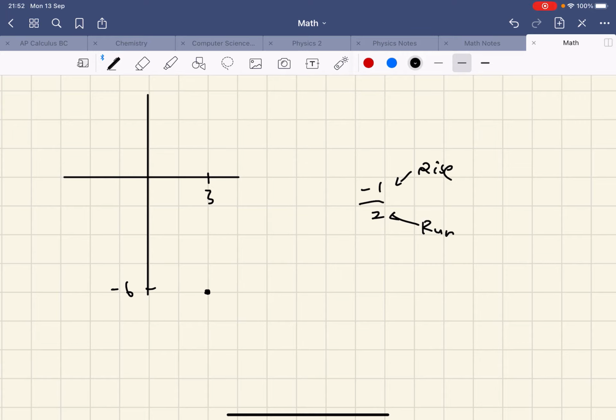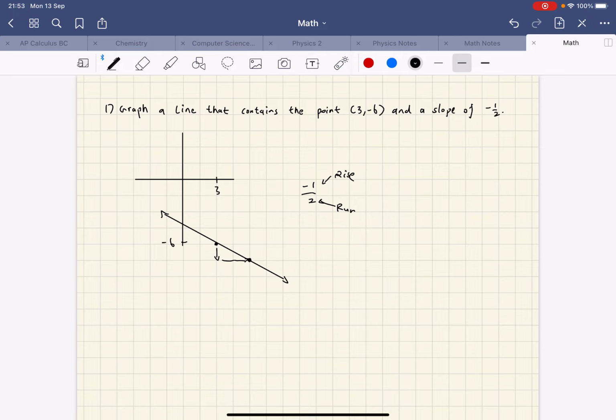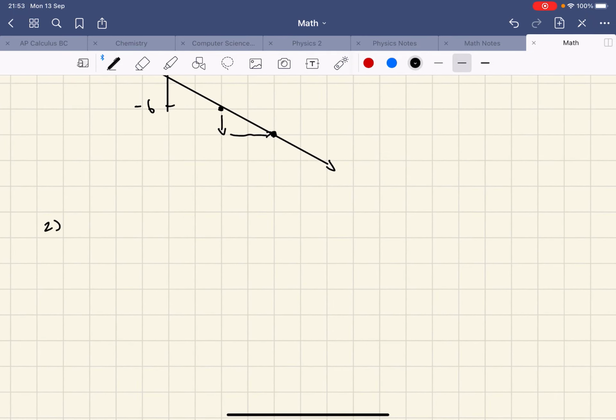If the rise is negative, then you move down. If it's positive, you move up. And for the run, if it's negative, you move to the left, and if it's positive, you move to the right. So here, the rise is negative 1, so you move down a unit. And the run is positive 2, so you move right 2 units. So the point is then here, and you can graph a line by just connecting the 2 dots. This graph might not be to scale, but that's how you do these types of questions.